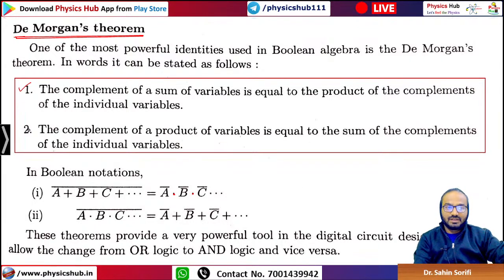Okay. Number 2, the complement of a product of variables, a dot b dot c, is equal to the sum of the complements of the individual variables: a complement plus b complement plus c complement. These two mathematical formulas you need to remember, and they will be used many times.